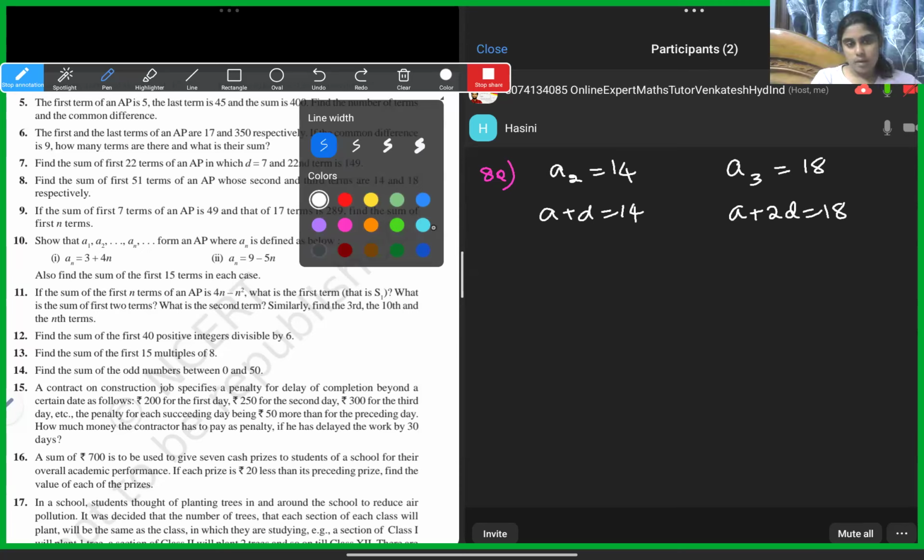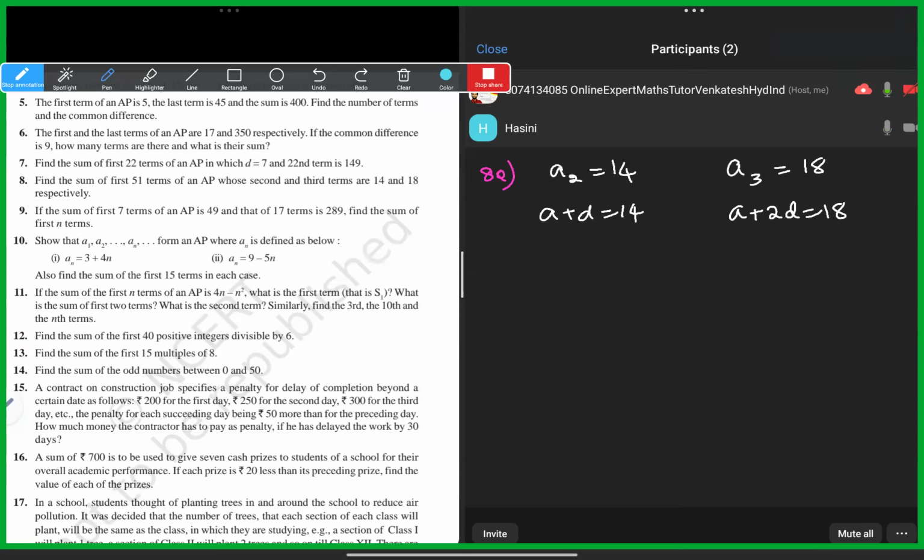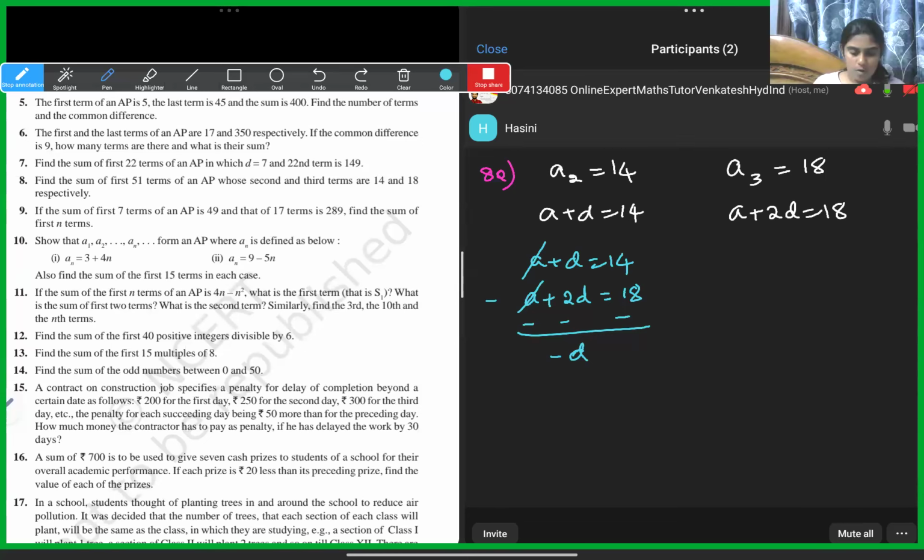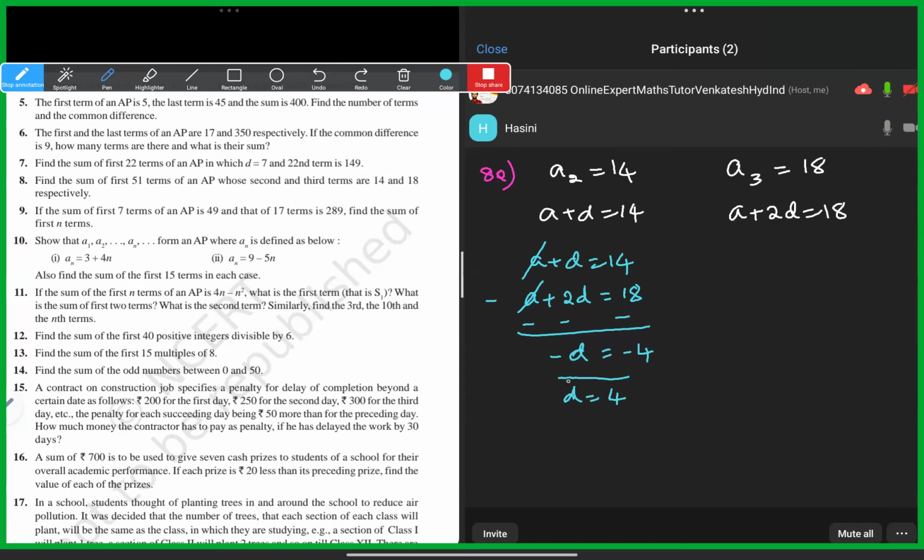So now using these two equations, I'll write them one after the other and subtract them. You can write any equation first, not a problem. Already the A coefficients are the same, so I can directly subtract. D minus 2D is minus D. Bottom minus sign should be applied. 14 minus 18 is minus 4. Minus minus will get cut, Hasni. D is equal to 4.